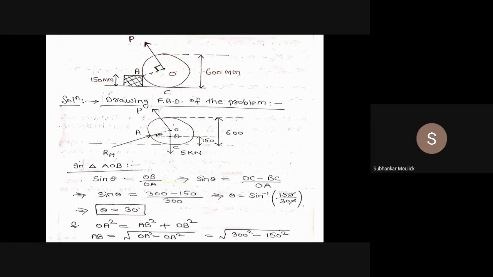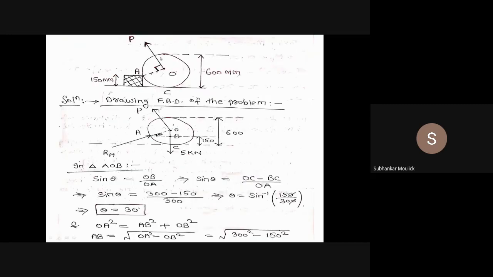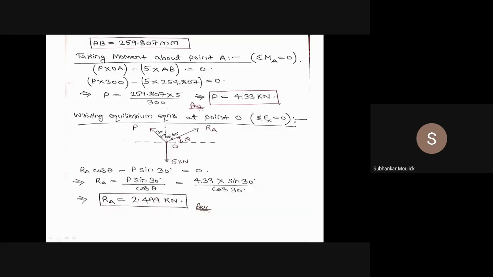So we have got this angle as 60 degree, this angle is theta, which we have already calculated, and I know that the angle between P and RA is 90 degree. If this is 60, and the angle between P and RA is 90, then this angle will be 30 degree. Now let us use the equations of equilibrium.